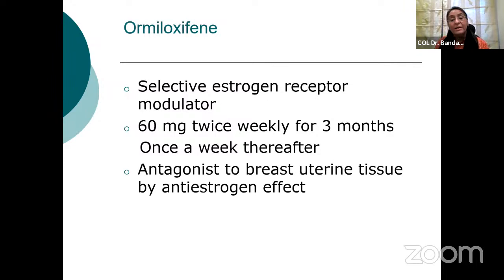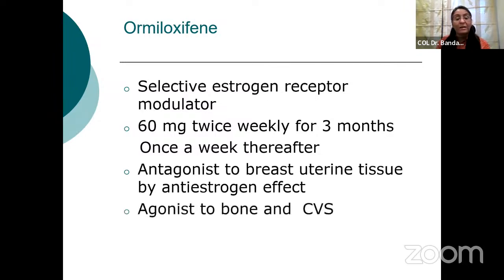So it is an antagonist in breast and uterine tissue by anti-estrogen effects, and it has an agonist effect on bone and the cardiovascular system, but it definitely thins out the lining. Since it modulates the estrogen receptors, it thins out the uterine lining and hence controls the abnormal bleeding.